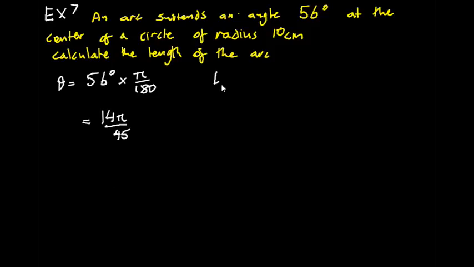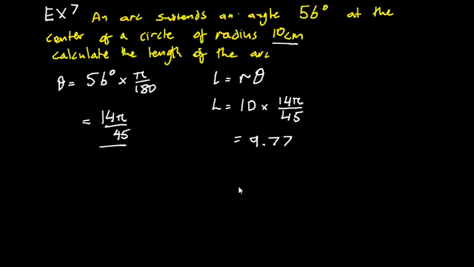Our length is going to be our radius times our theta. We've got a radius of 10, and we've just worked out 14 pi on 45. So L is going to be 10 times 14 pi over 45. And if we work that out, it's roughly 9.77. So the arc length is 9.77 centimeters.